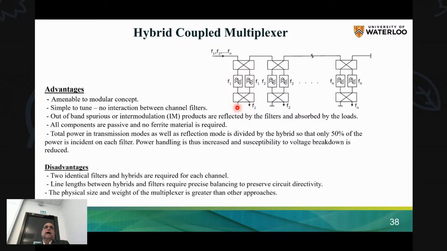The advantage of this configuration is that it's very, very simple to design again. Each unit by itself is separate. You can expand it from five channels to, say, 10 channels easily. The disadvantage as well is the last channel. But to talk about the advantage, it doesn't require ferrite, it's just a hybrid. It's much easier to do.